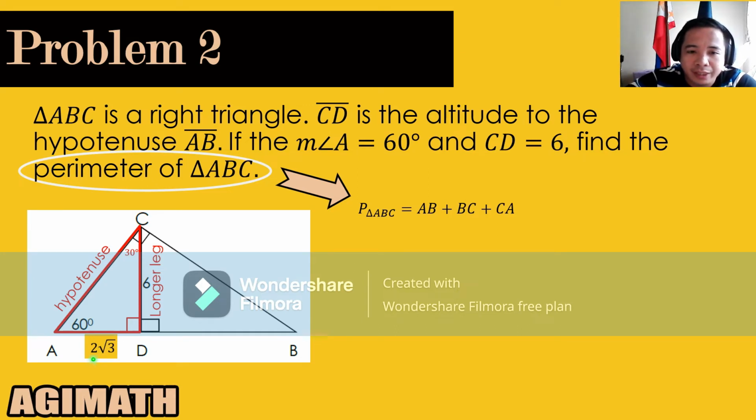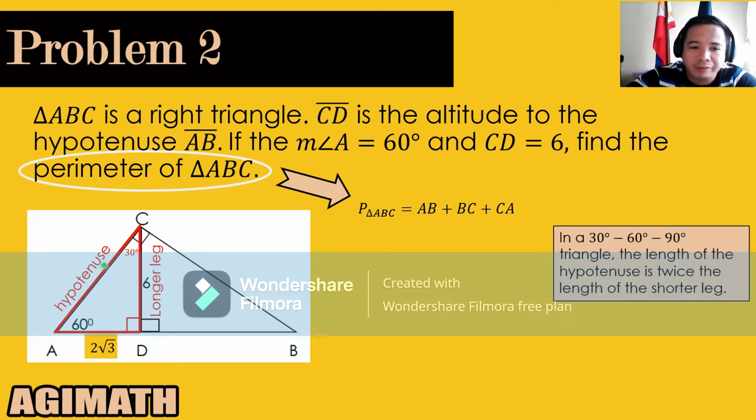So at least we are moving forward. Next, we need to complete. We already have the length of the shorter leg. We also have the length of the longer leg. With these values, we can find the length of the hypotenuse by applying this theorem.